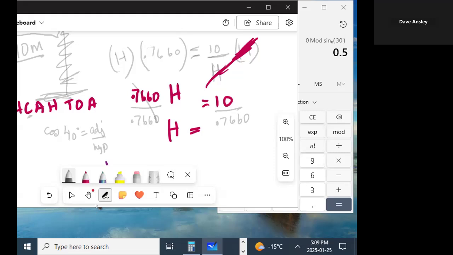Now this is where your part came in that you were trying to tell me. What was multiplied on one side becomes divided on the other. That's what you were trying to say, and you're right. What is 10 divided by 0.7660?